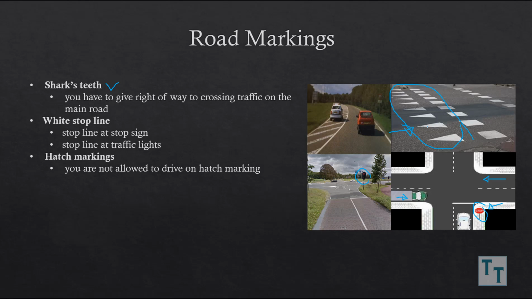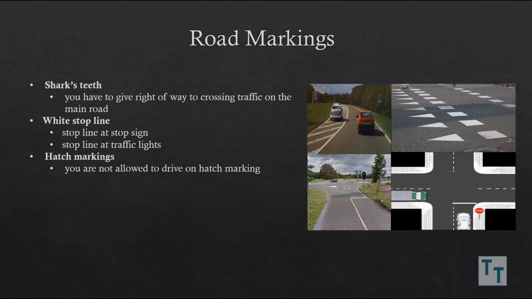And the difference is when you approach shark teeth, if there is no crossing traffic, you don't have to stop. However, when you approach white stop line, even though there is no crossing traffic on the main road, you have to stop, watch to your left and right, and when there is no crossing traffic, you can proceed. White stop line is placed on the junctions where the view is limited due to the trees or any other objects, and that's why the drivers are obliged to stop.